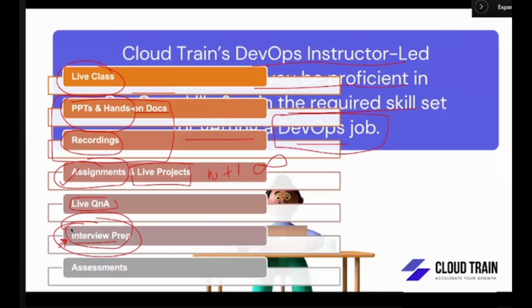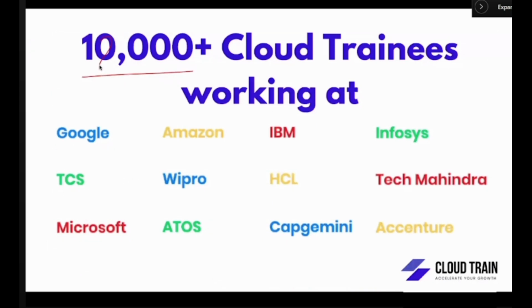We have a lot of success stories. This number is continuously growing. Now we have 12,000 plus Cloud Train trainees whom we were able to help to learn a new skill set and move their career from one company to another. Few examples. This is very few examples, but we have many. Now coming to a very important slide.